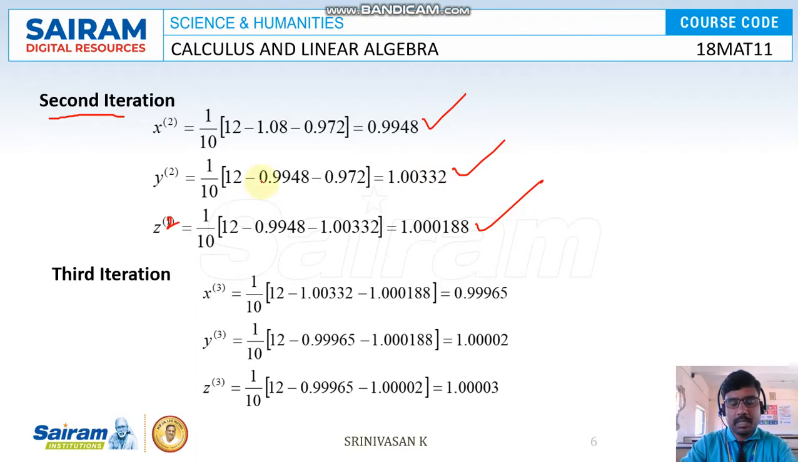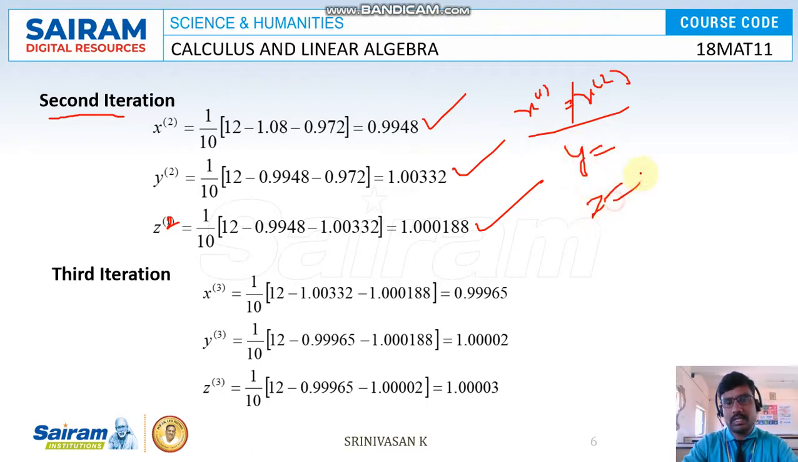Now compare x power 1 and x power 2. If they are equal, we can stop the process. So if two consecutive values are equal, we can stop the process. If not equal, we go to the next step. Not only x, we compare y and we compare z as well. So this is the process.